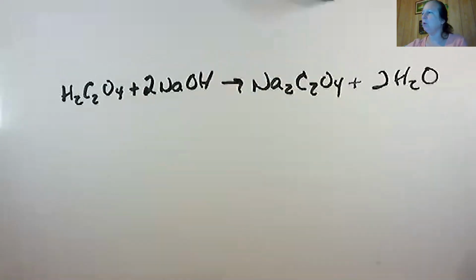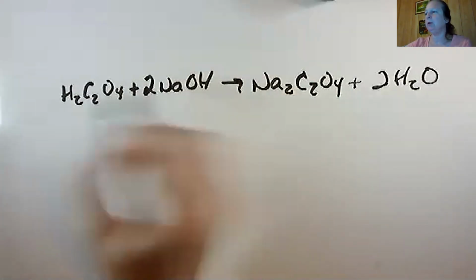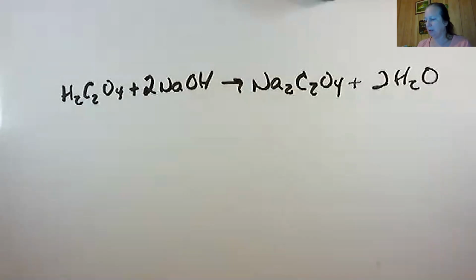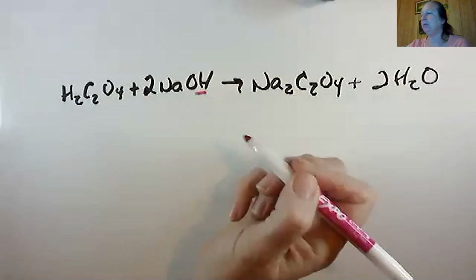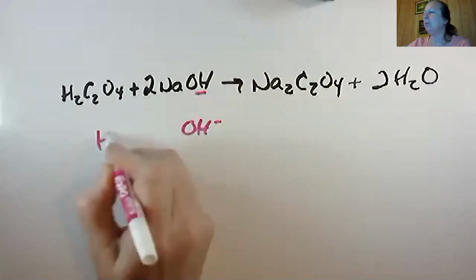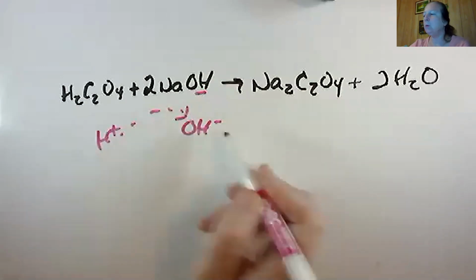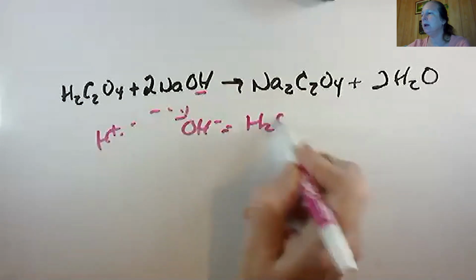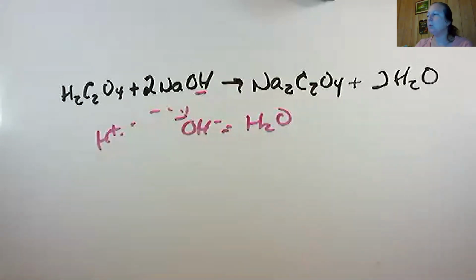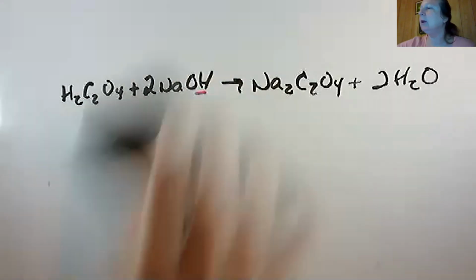Water is your product of a neutralization reaction. These two are neutralizing each other and they end up with water. Because what's really happening, your active base is this. If OH is stealing a proton, you get water. Do you see that? So that's why water is a product, and that's why it's called a neutralization reaction. So that's what's happening with my acid and my base.